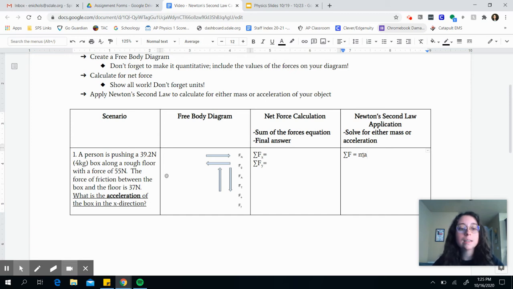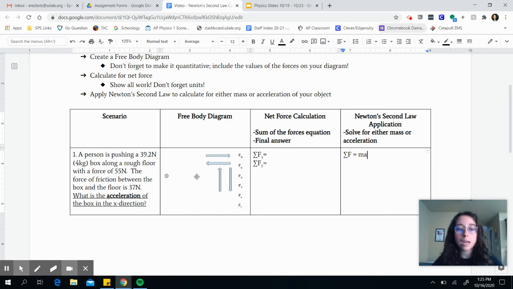Our first scenario is a person is pushing a 39.2 Newton or 4 kilogram box along a rough floor, rough means there's friction, with a force of 55 newtons. The force of friction between the box and the floor is 37 newtons. What is the acceleration of the box in the x direction? So at the end we have to solve for acceleration.